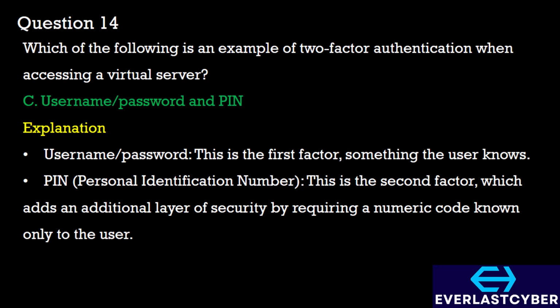Option D, which is username, password, and fingerprint, while it involves two factors, which is something you know and something you are, is also a form of two-factor authentication. But remember, the question specifically asks for an example involving a PIN, and in this case, it is not present. So that's why we're going with option C.